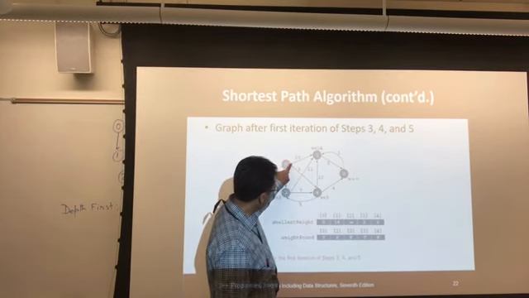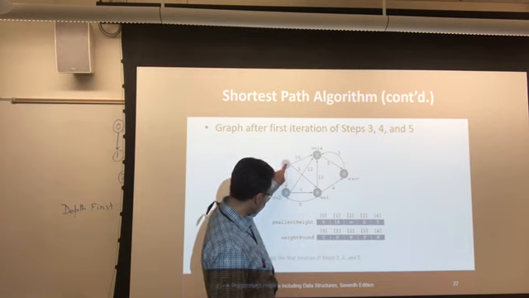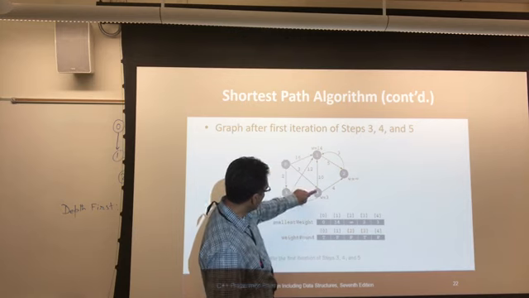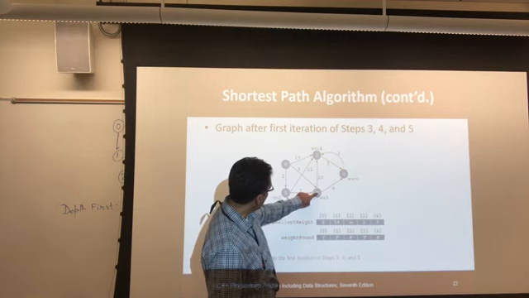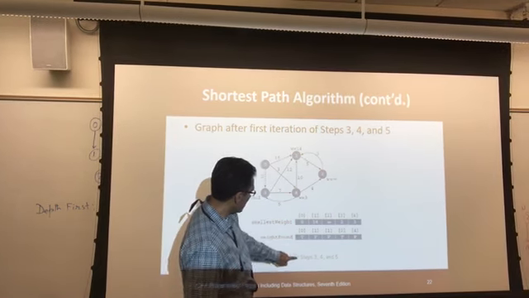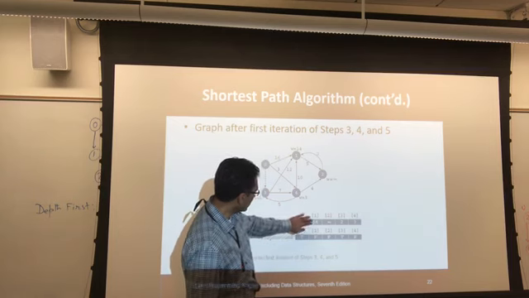Let's take a look. Help me out, guys. What's happening here? Graph after the first iteration of steps 3, 4, and 5.